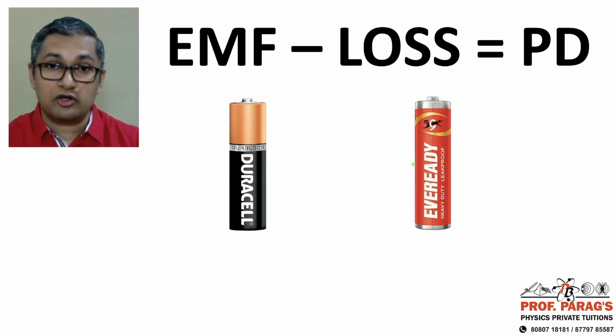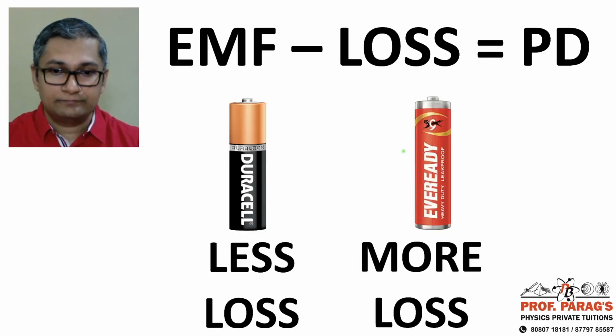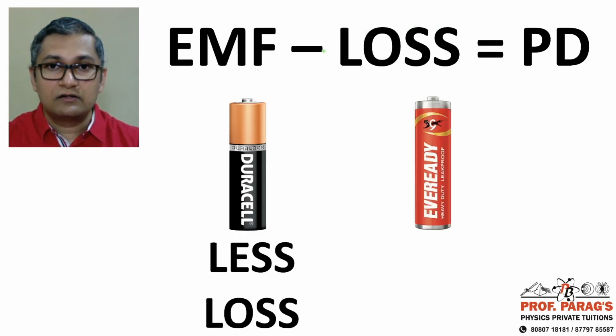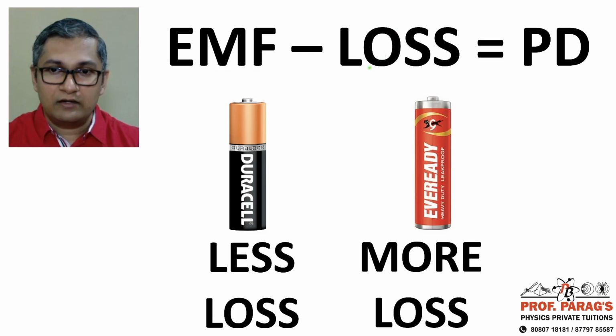If you go to a shop, any stationery or chemist shop in India, they would sell these products, right? So just go and ask them, you say you want to buy a Duracell or an Eveready. What is it that you are going to notice? Okay, technically the difference is Duracell has very little loss, whereas Eveready has a little bit more loss, right? That means the actual PD that you are going to get in Duracell would be more. The PD that you will get in Eveready would be less.